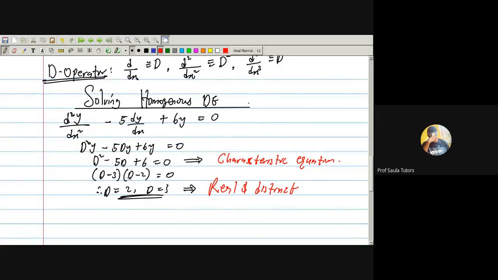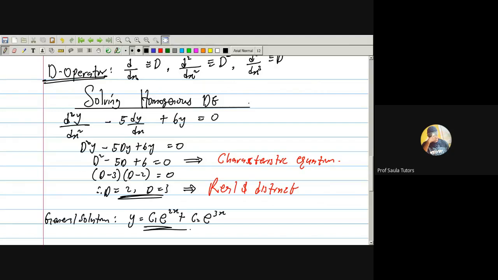Now, whenever you obtain something like this, see the way your general solution will be. Therefore, your general solution is y equal to C1 exponential 2x plus C2 exponential 3x. C1 and C2 are constants. This will be your answer.